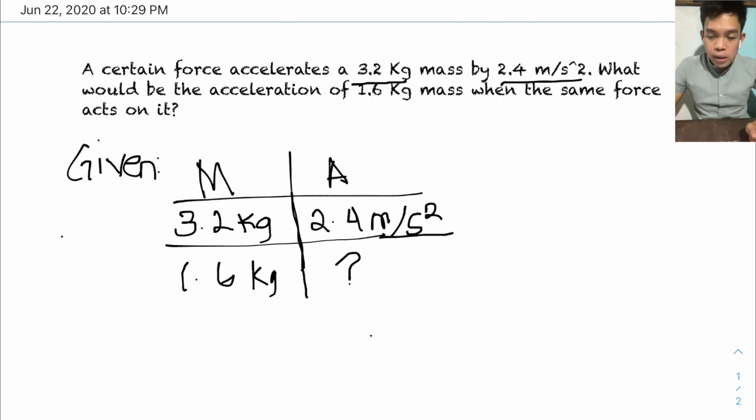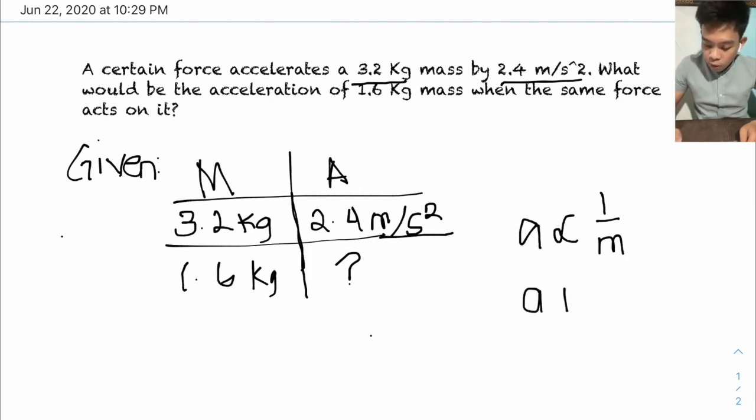Let's recall the concept of acceleration based on Dr. Isaac Newton. He stated that the acceleration of an object is inversely proportional to the mass of an object. Meaning to say, if the acceleration goes up, the mass of an object automatically goes down. They are inverse in terms of relationship. Okay? So let's go back to our problem.